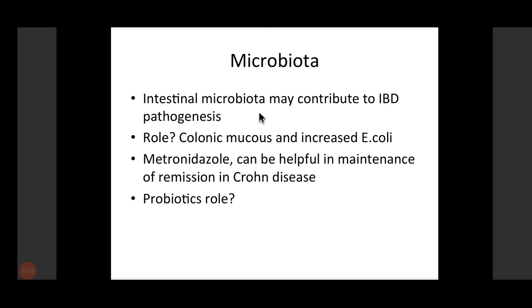And it has been seen that in ulcerative colitis, this inner, tight mucus layer may have an increase in E. coli and a decrease in the healthy microbiota. And this can be one of the reasons for the presence of inflammatory bowel disease. As you have seen in the previous diagram, these bacterial antigens can then trigger the immune response.